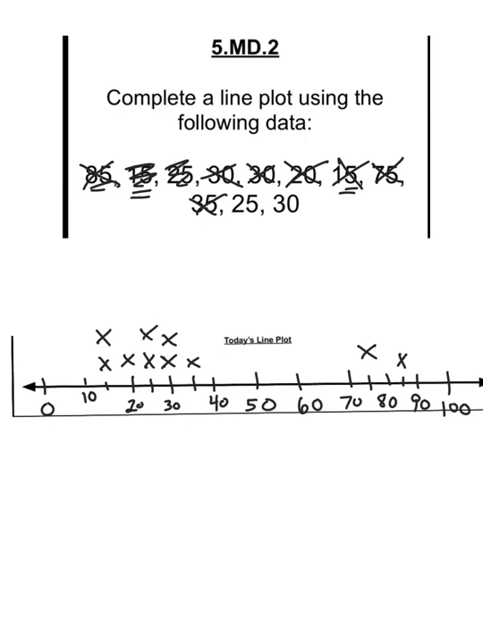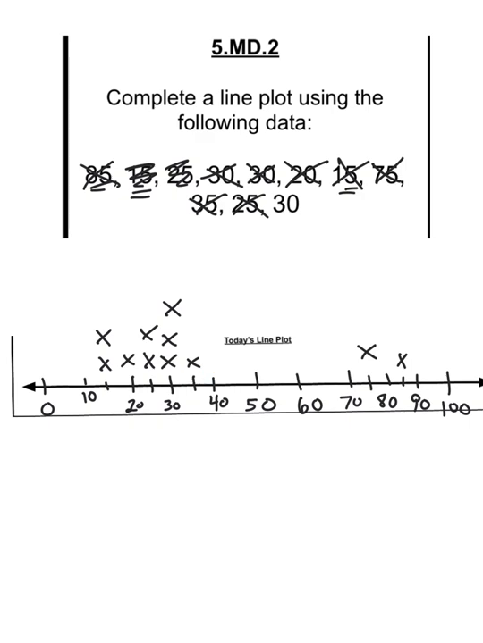25, almost done, and 30. Point out that it's really important, first of all, carefully cross out each value as you put it on your line plot, and that way you know that you're not adding a value more than once. And also, let's just think about what these x's represent. Each one of these x's represents one value showing up on our line plot.